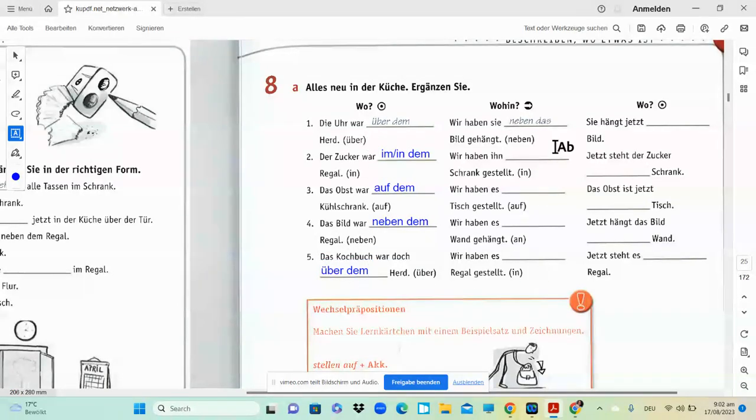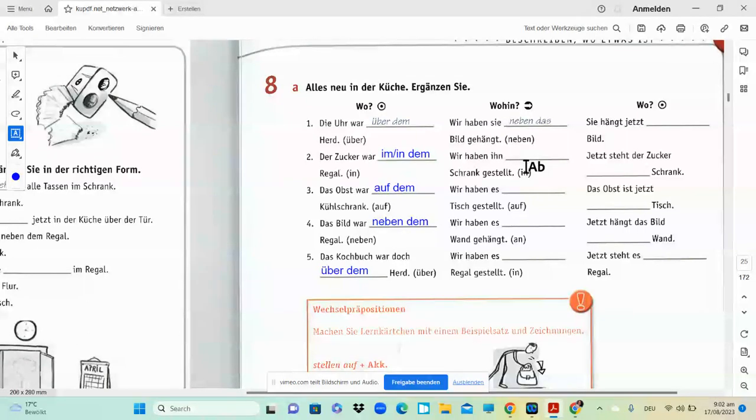Now similarly, we are going to try the same things over here, but this is the accusative case. Once you read the questions, you will get to know why it is accusative, because you can see motion over here. Let's see. Wir haben sie neben das Bild gehängt, because we have hung it near the picture, near the Bild.